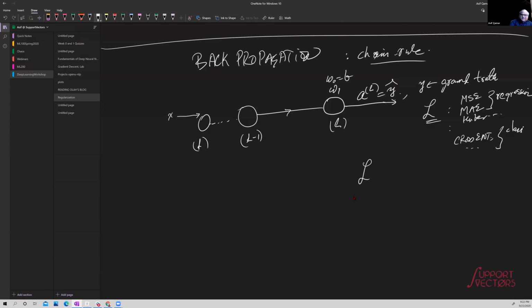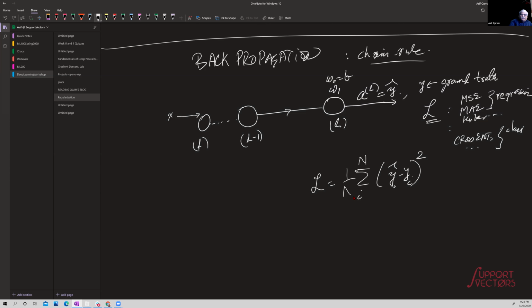So the loss function is given as (y hat minus y) squared, summed over all the data points.